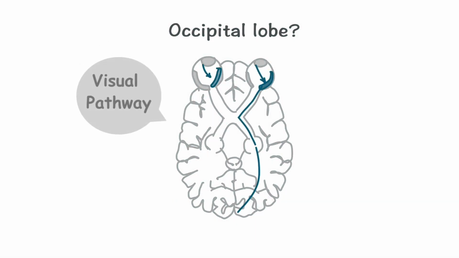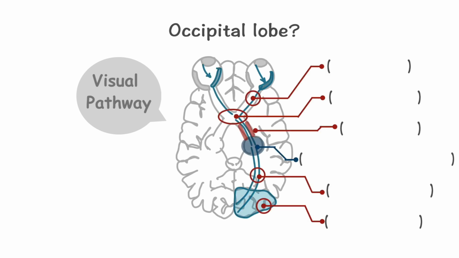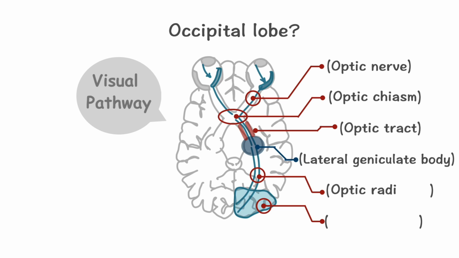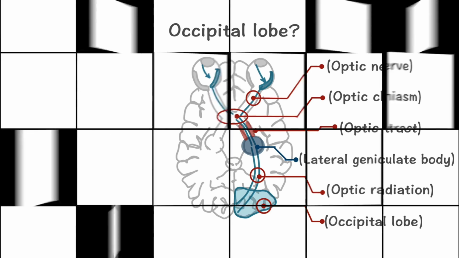How does the visual pathway work? Light hits the retina, signals travel through the optic nerve, cross partially at the optic chiasm, continue through the optic tract, synapse at the lateral geniculate body, travel via optic radiation, and finally reach the visual cortex. The optic nerve, optic chiasm, optic tract, lateral geniculate body, optic radiation, visual cortex.